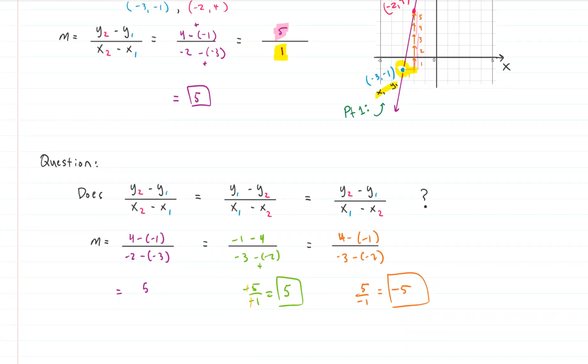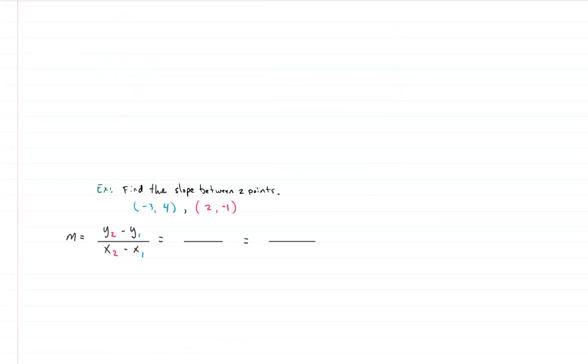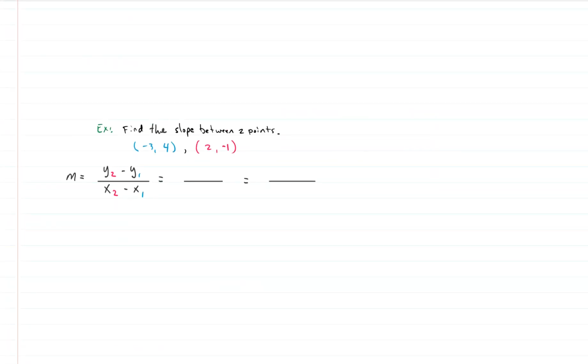So the moral of the story here is, it is okay to put the 2s first or the 1s first, but you've got to stay consistent. Whatever you do in the top, you've got to do in the bottom. You can't do 2 first on top and 1 first on the bottom, or vice versa. Interesting question, huh? That's what I thought.